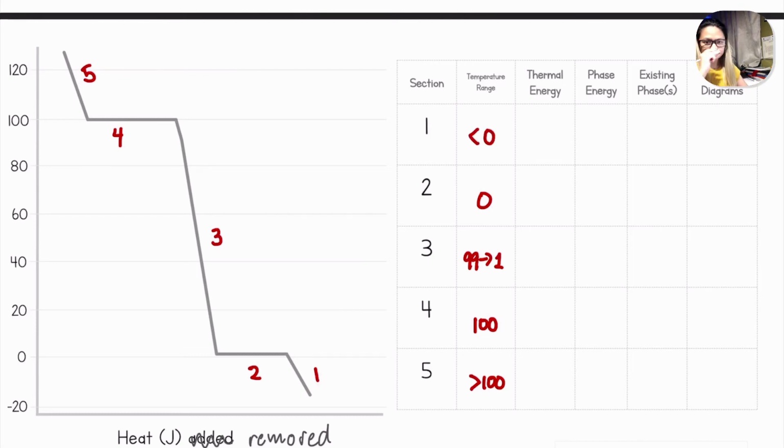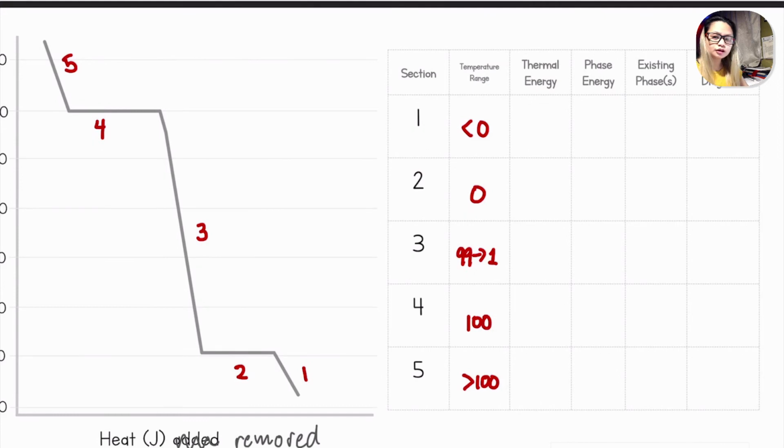Okay? I'm going to go ahead and do the same thing as what I did on the last page. I know that when there is a change in temperature like here, my thermal energy will change. But in this case, since I'm removing thermal energy, this is going to go down instead of up like the last time. Okay? During phase change, the thermal energy is constant. So I'm going to go ahead and call this constant and constant.